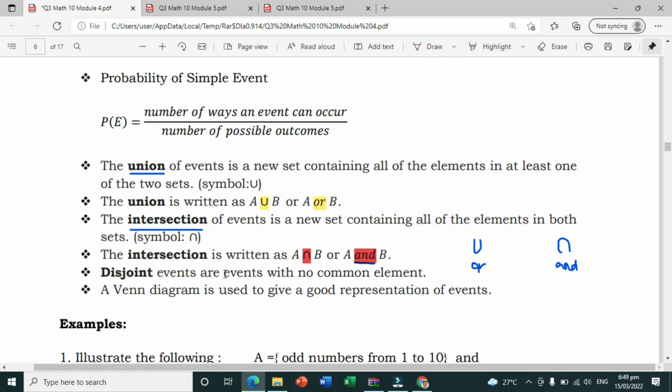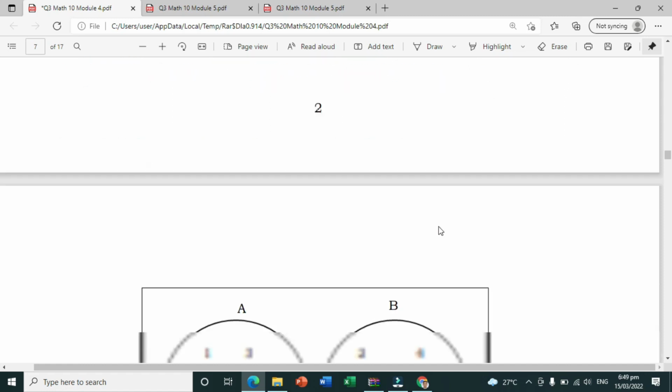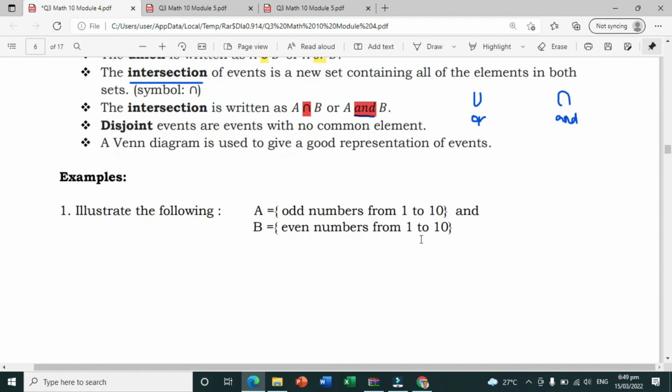Okay, disjoint events are events with no common element. So, we will discuss that later. A Venn diagram is used to give a good representation of events. Examples, illustrate the following. Event A: odd numbers from 1 to 10. Event B: even numbers from 1 to 10. Okay, so let us discuss first. What are the odd numbers from 1 to 10? Of course, these are 1, 3, 5, 7, and 9.